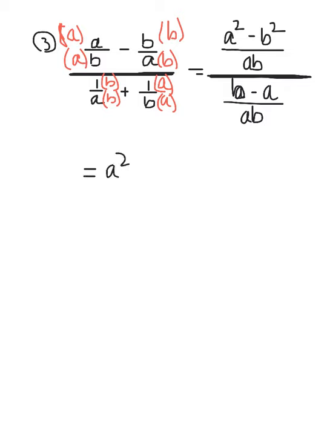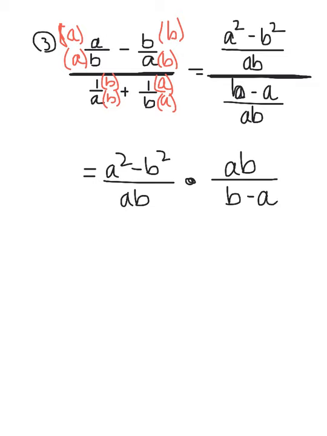So I'm going to keep the first fraction, and then I am going to change, and then I'm going to flip. So ab over b minus a. All right, so this looks great, except that hopefully you're noticing something here. What can you do with this?